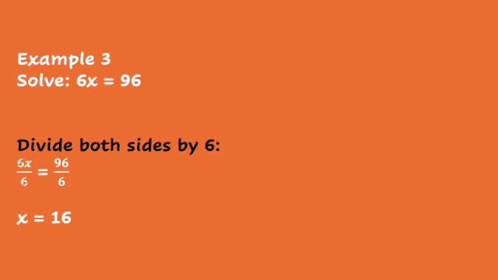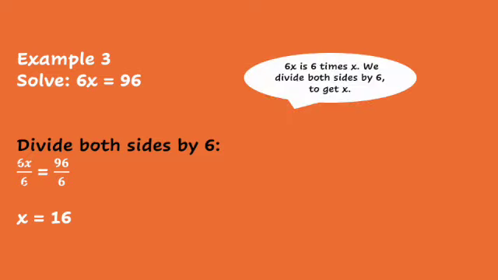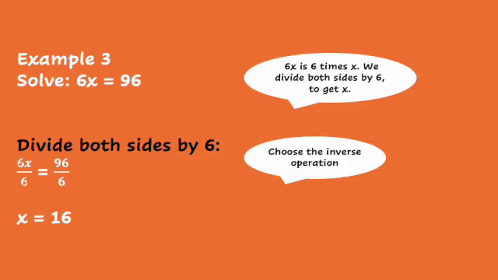In our next example we have 6x equal to 96. Here 6 is being multiplied by x, so we need to divide both sides by 6 because we need to choose the inverse operation. When we do that, we get 6x divided by 6 equal to 96 divided by 6. On the left hand side, we are left with x because 6 gets cancelled. On the right hand side, 96 by 6 gives us 16. So x equal to 16 is the solution to the given equation.